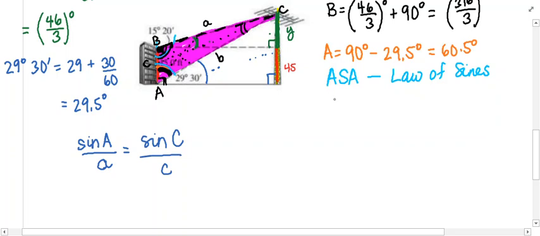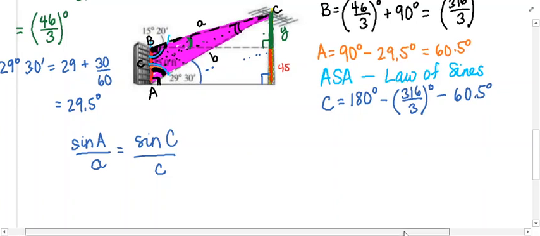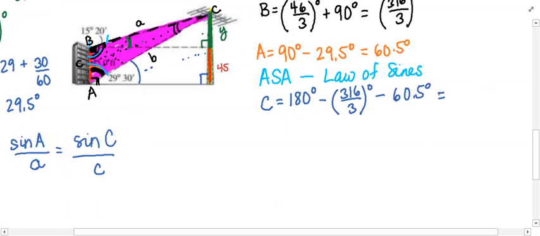We need to take a minute and figure out what angle C is. So angle C, all the angles in the triangle add up to 180 degrees. So we need to subtract out angle B as well as angle A. Angle B is this 316 over 3, that many degrees. Angle A is 60.5 degrees. And that will give us the decimal degree measure for angle C.